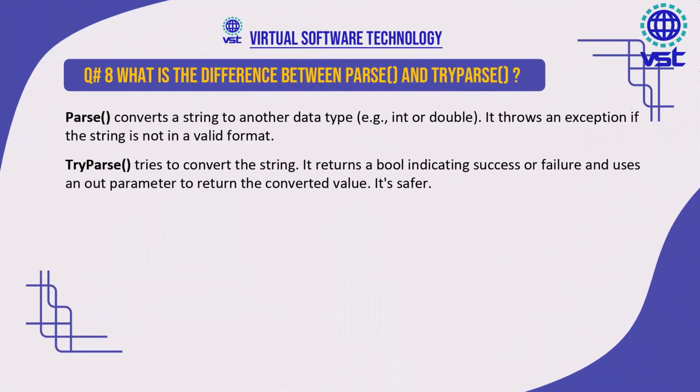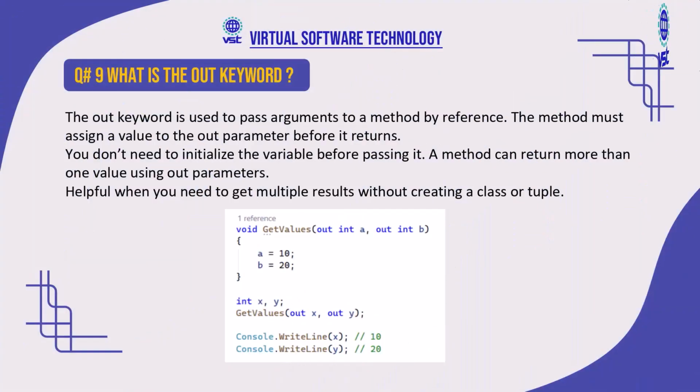Parse method converts a string to another data type, int or double. It throws an exception if the string is not in a valid format. TryParse method tries to convert the string. It returns a bool indicating success or failure and uses an out parameter to return the converted value. It's safer.